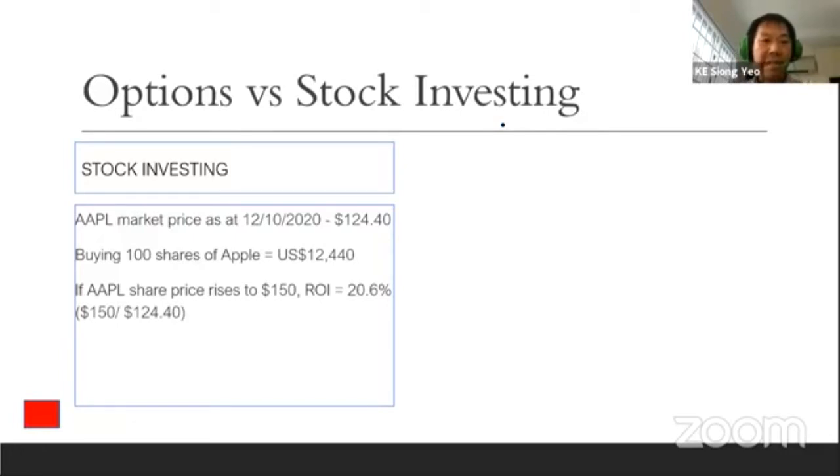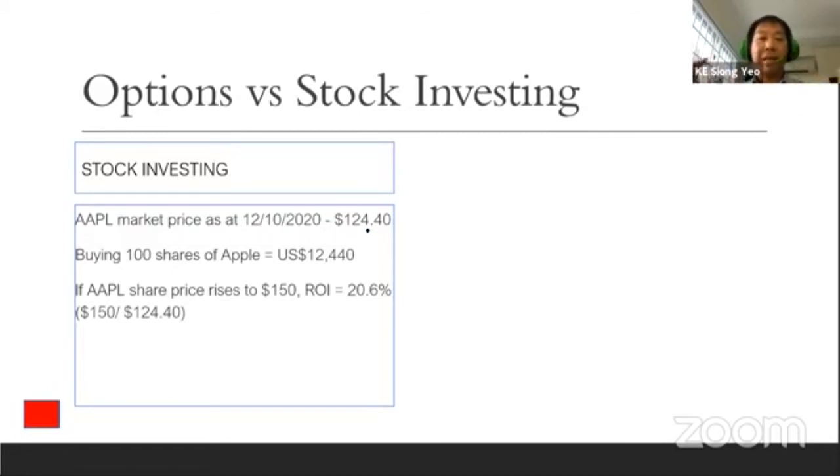When you invest in a stock like Apple, this info is a little bit outdated. As of last Monday, Apple was trading at $124; yesterday it has dropped to 117. If you buy 100 shares of Apple, which is the standard contract size, you're talking about having to cough out $12,440 US in order to buy 100 shares.